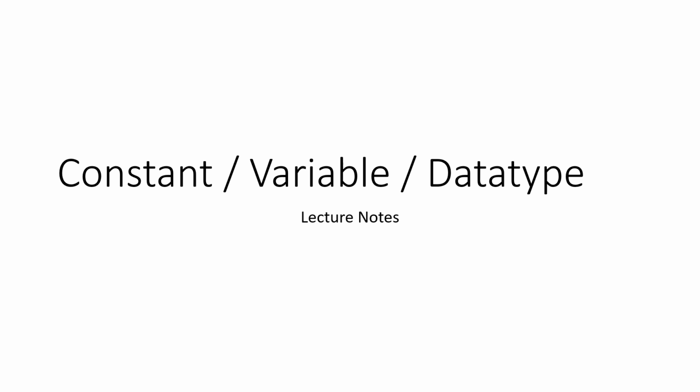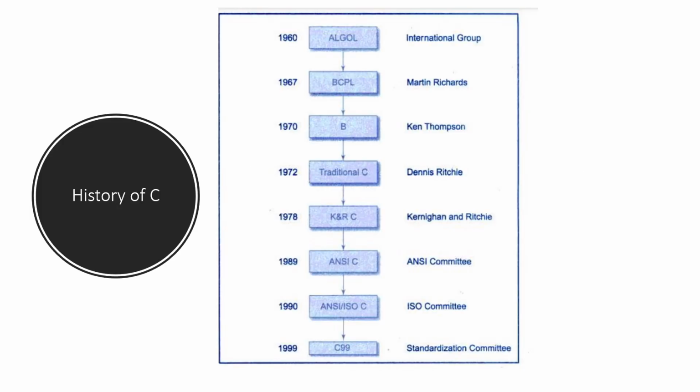Here is a small video presentation related to the topics constant, variable and data type in C. We know the history of C. The evolution of C started in the year 1960 by a group of people, and it was named ALGOL.